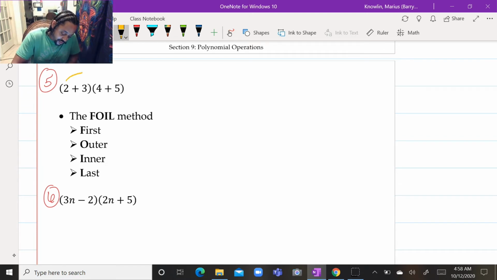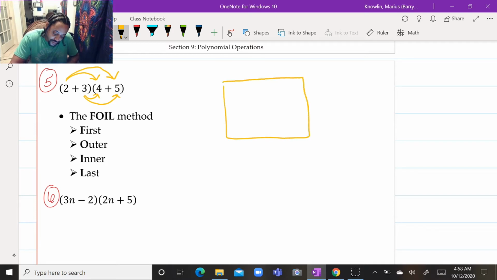So we're going to do 2 times 4, 2 times 5, 3 times 4, 3 times 5. Okay, so if I was making a little box for this, this would be a 2 by 2. So it's going to look like a square almost. There's 2 by 2, and then I would put my 2 and my positive 3 over here. I would put my 4 and my positive 4 and my positive 5 over there, and then I would just multiply to get what goes in the box.